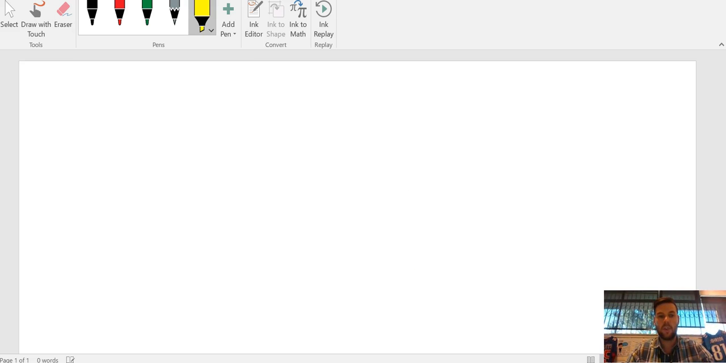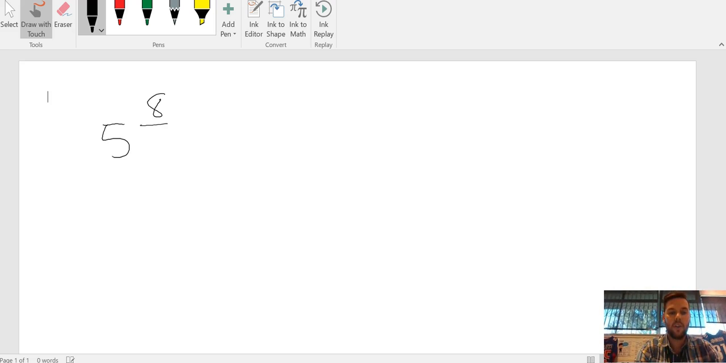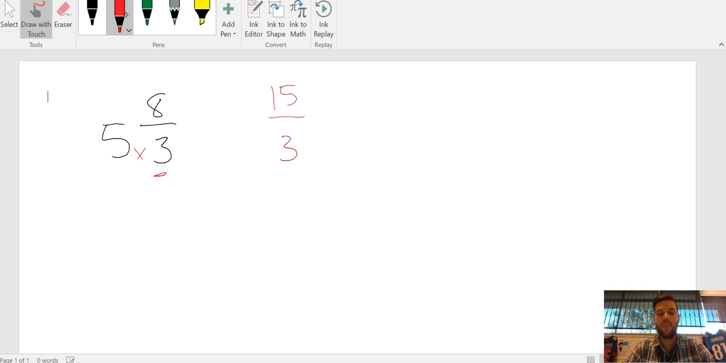One more, just to be sure. Let's go a little bit trickier one again. Let's go 5 and 8 over 3. Now, a little bit daunting, just because we've got an improper fraction and a mixed numeral in the same number. That doesn't make a difference. What we need to first do is 5 times 3, to work out how much 5 wholes would be. So 5 times 3 would be 15. And we're working with thirds, so that means it would be 15 over 3.